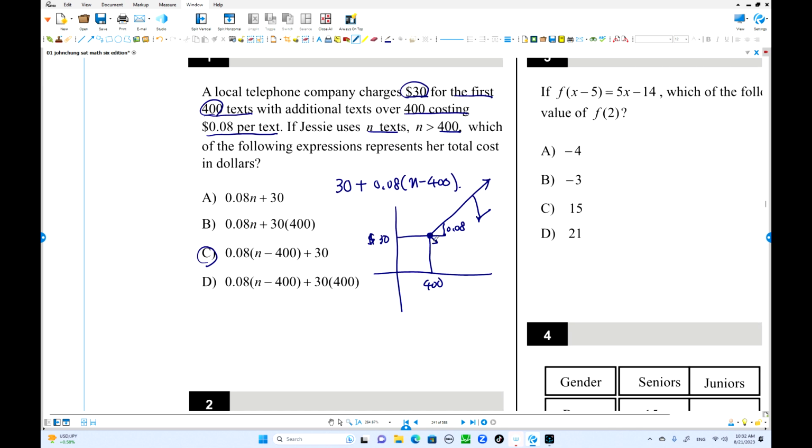Okay, this point is when x is 400, y is 30, and the slope is 0.08. You know that y minus y1 equals slope times x minus x1. Okay, you can use this one. So this is y minus 30 equals slope 0.08 times x minus x1, which is 400. Okay, so move the 30 to the right, either way over there. Okay.